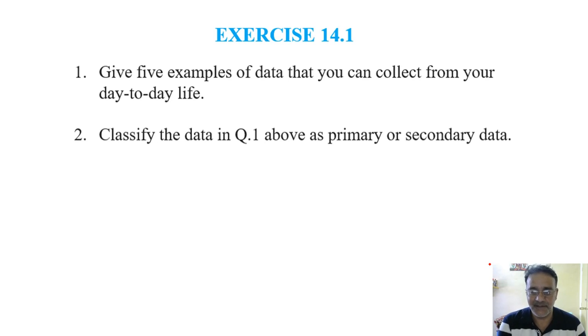Secondary, because you will not be able to find it right now. What you will do is go through Google and search, and you will get that data. So that data is called secondary data. Okay, now one more example.